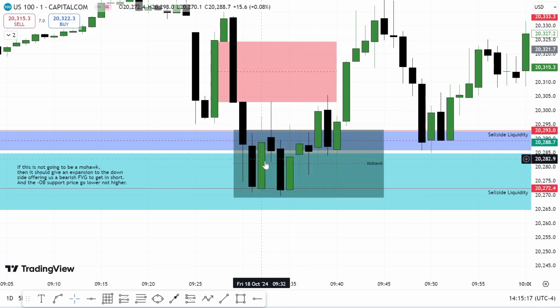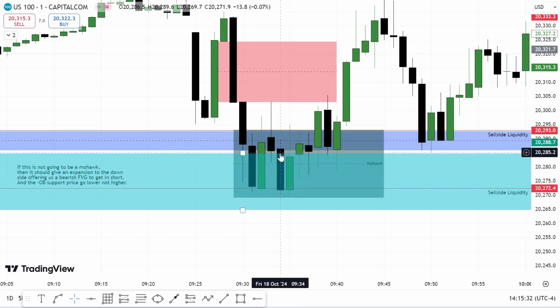At this point, we're having this candlestick here like this. A lot of people will be seeing it as probably the 1 hour bullish fair value gap wanting to trade as an inversion because of this characteristic here. But note that this is a mohawk.